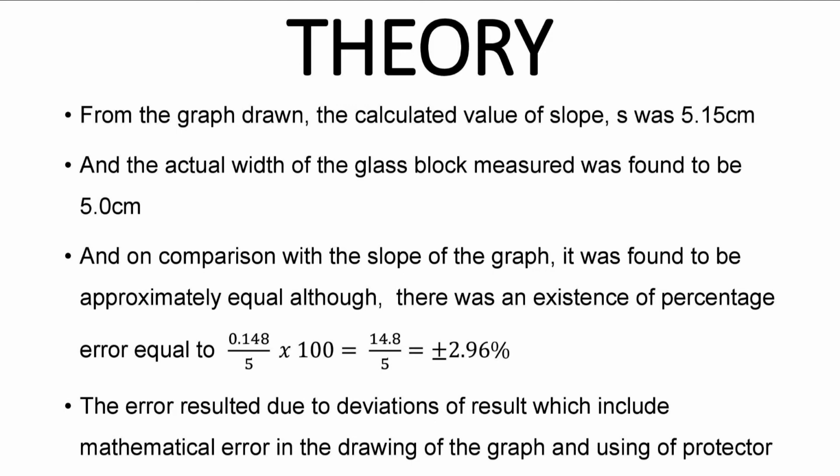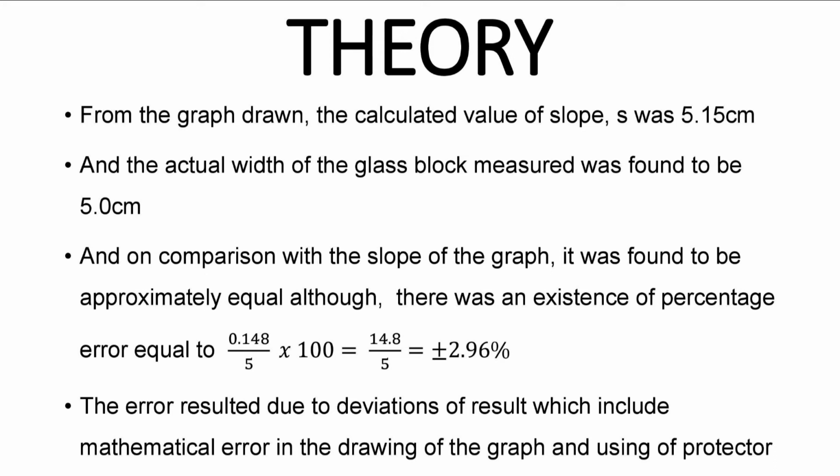And this arises due to some errors that result in the deviation of the result, which included the mathematical errors in drawing of the graph, the use of measuring instruments like the protractor, and some few experimental errors during the conduct of the experiment. So this is actually the major thing that you're expected to do in this particular experiment. And if you've gotten it right, then that means that you're very perfect. So compare your value of the width of your rectangular block with your slope. That will tell you how accurate you've been in this particular experiment.